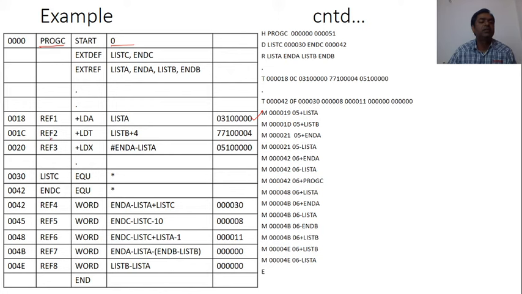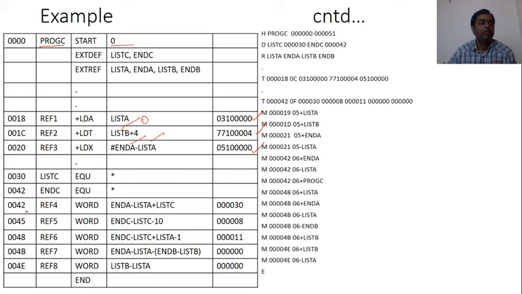At address 001C, the instruction is plus LDT list B plus 4. Here I don't know the value of list B, so it will be 0. Only I know the value of 4, so just put 4 in the address field, you will get this object. Next address is 0020. I don't know the value of end A, list A, so just take it as 0, put in format 4, you will get this object.